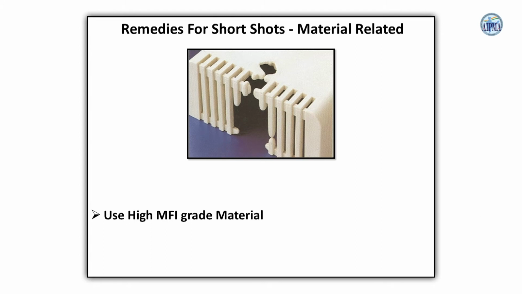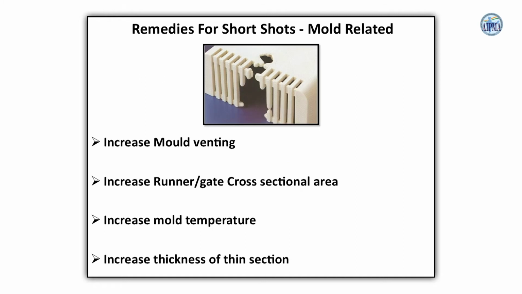Remedies, raw material. Use high MFI grade material. Remedies, mold. Increase mold venting. Increase runner or gate cross-sectional area. Increase mold temperature. Increase thickness of thin section.